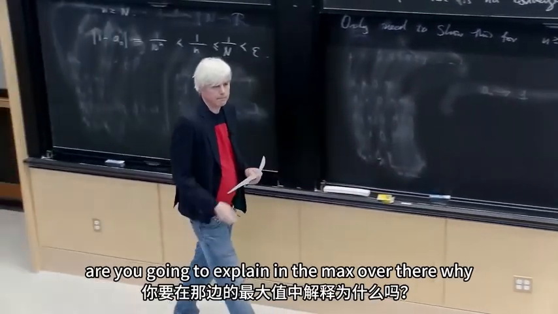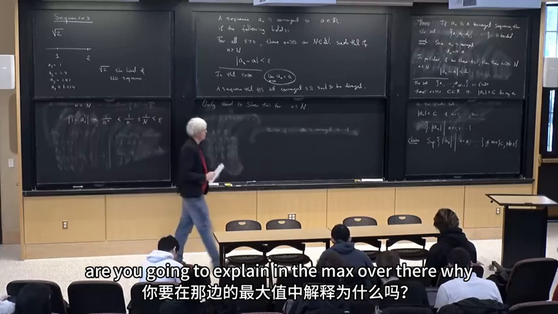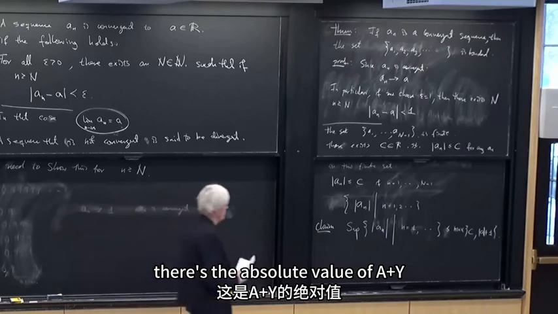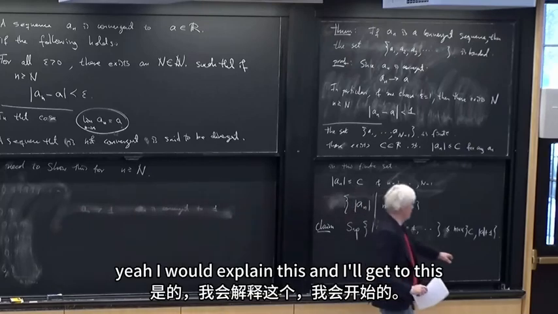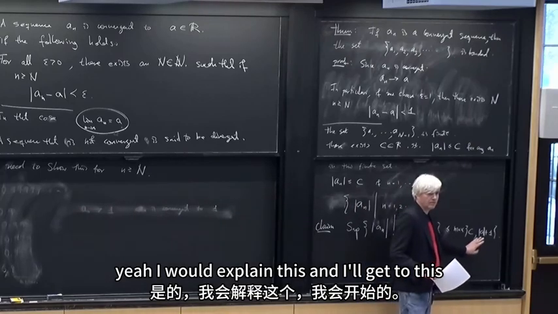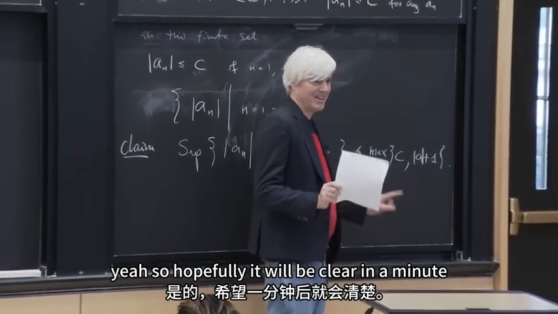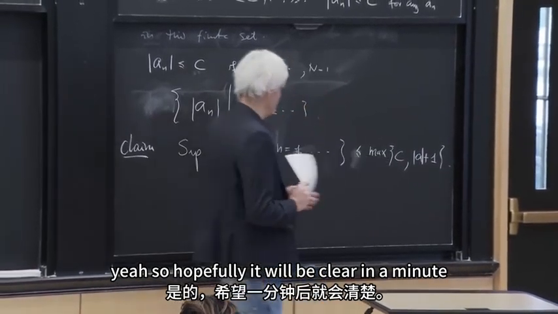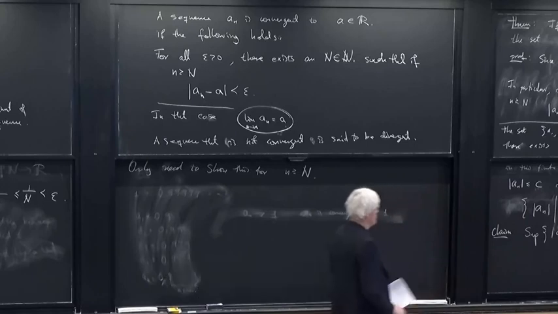Are you able to explain in the max over there why there's the absolute value of A plus 1, like the plus 1? Yeah, I will explain this, and I'll get to this. This is part of the proof. So hopefully it will be clear in a minute. If it's not, you should complain.